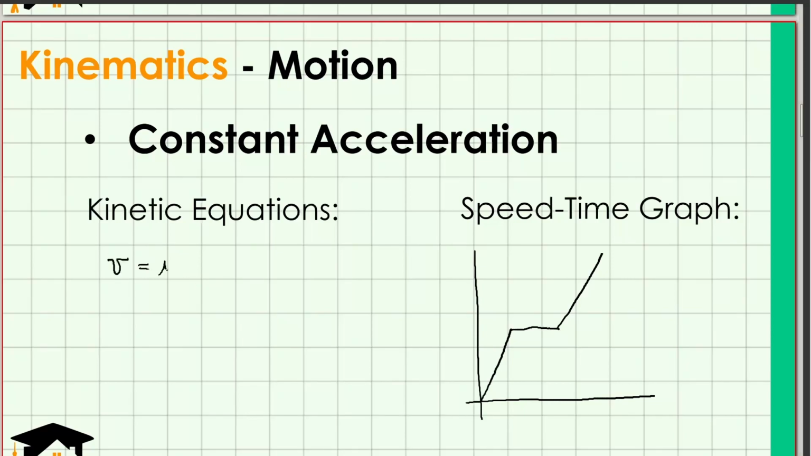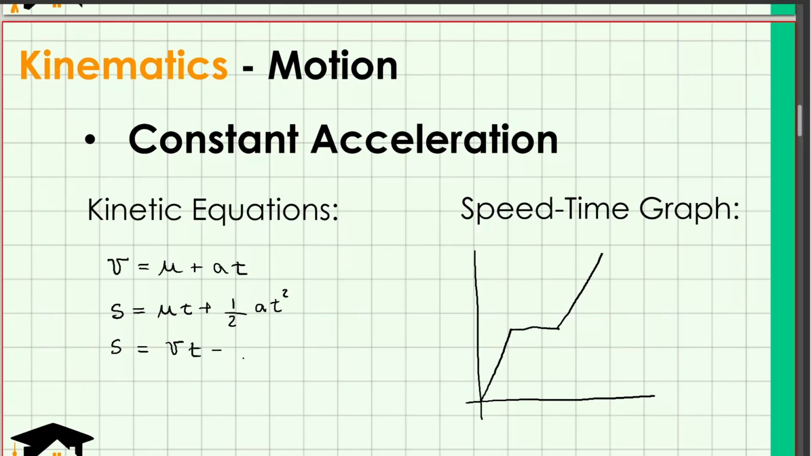v is equal to u plus a times t. s is equal to ut plus a half a times t squared. s is equal to vt minus a half a times t squared. v squared is equal to u squared plus 2as, and finally s is equal to a half u plus v, and all these times t. These equations, we won't have any other options but to remember them.